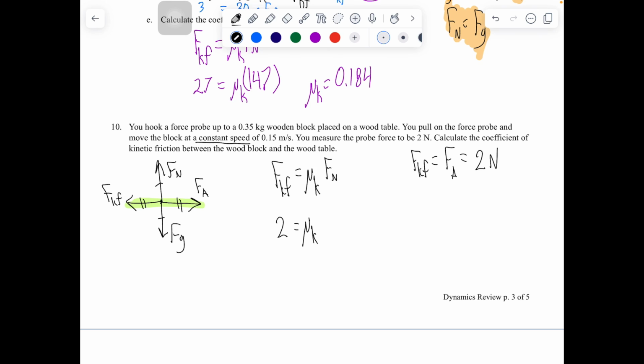Now we just need to find our normal force and we'll be all set. Well, our normal force, it's balanced with the force of gravity. So Fn equals Fg. Force of gravity is m times g. We know our mass, 0.35. We can plug that in, multiply it by 9.8 to get our force of gravity, which is our normal force. Let's grab our calculator, 0.35 times 9.8. And we get that normal force, 3.43 newtons.